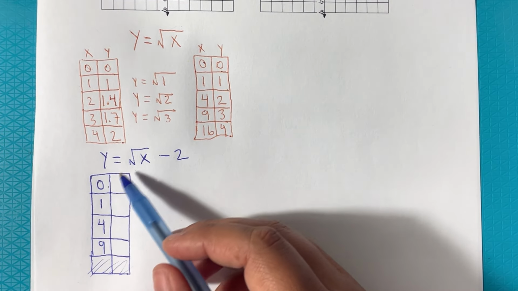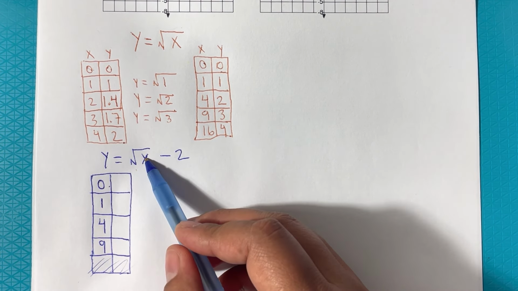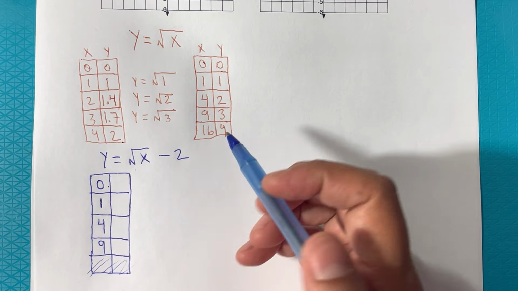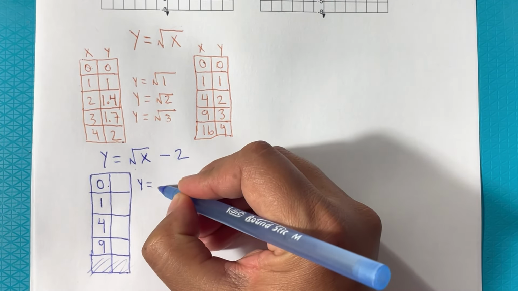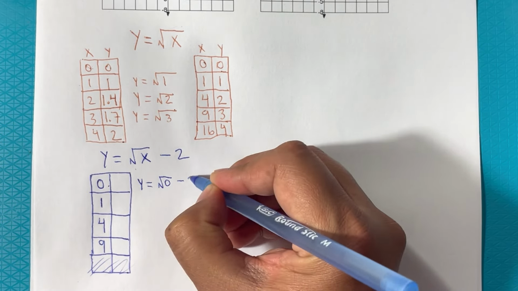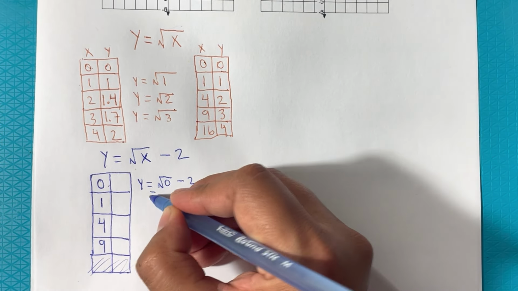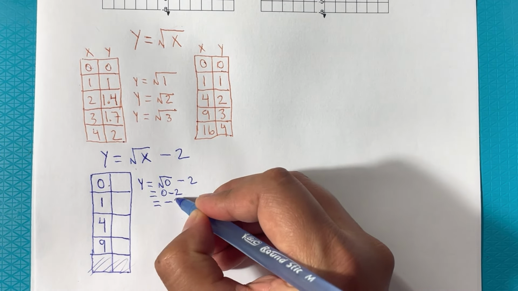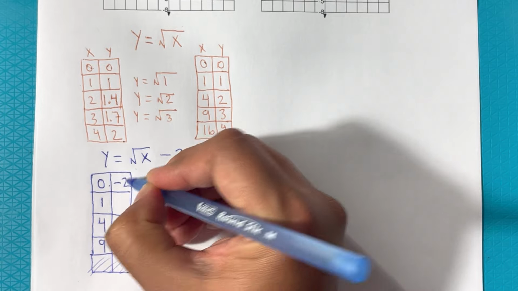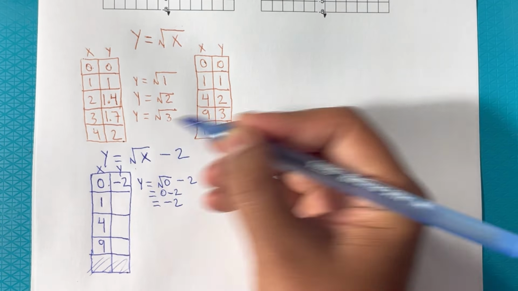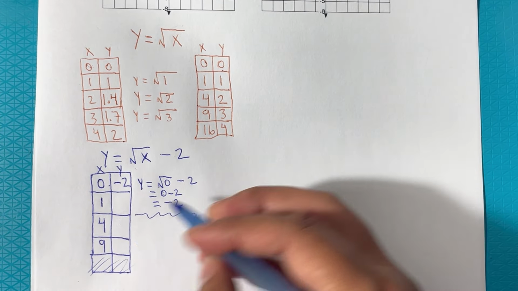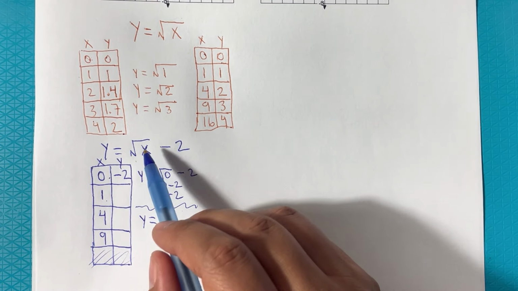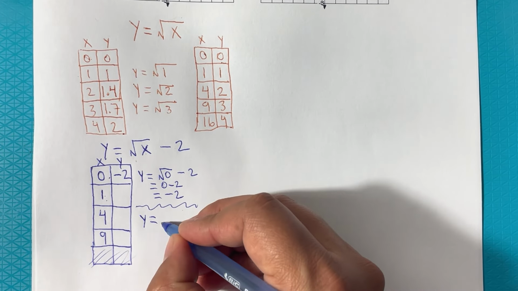Then what this means is replace the value of x and take the square root of that, then subtract 2. So y equals the square root of 0 minus 2. And that's equal to the square root of 0 minus 2, which gives us negative 2. So 0, negative 2. This is the value for x, this is y. For the next one, y equals the square root of 1 minus 2.